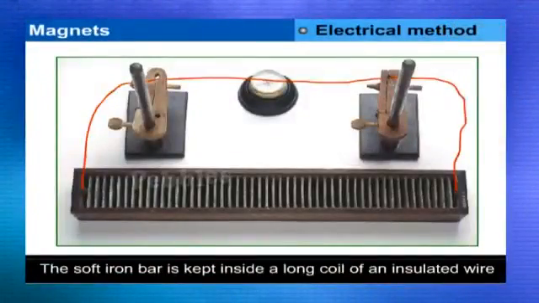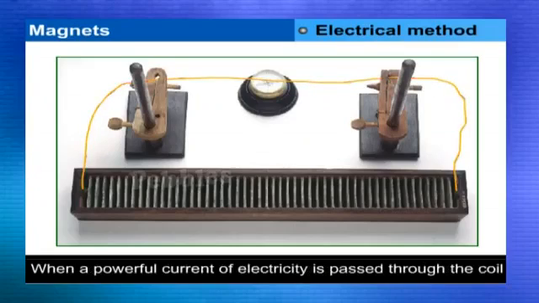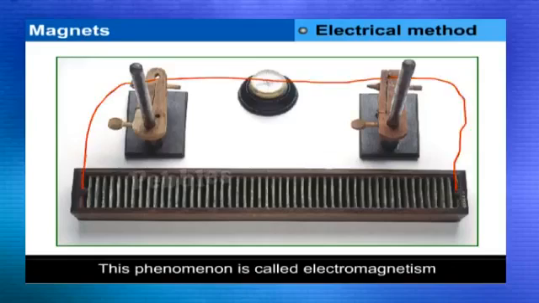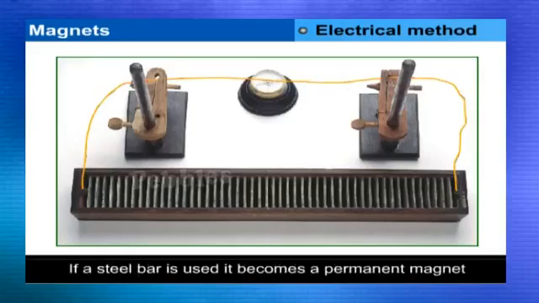Electrical method. The soft iron bar, which is to be magnetized, is kept inside a long coil of insulated wire. When a powerful current of electricity is passed through the coil, the bar gets magnetized. It is called an electromagnet. This phenomenon is called electromagnetism. If a steel bar is used, it becomes a permanent magnet.